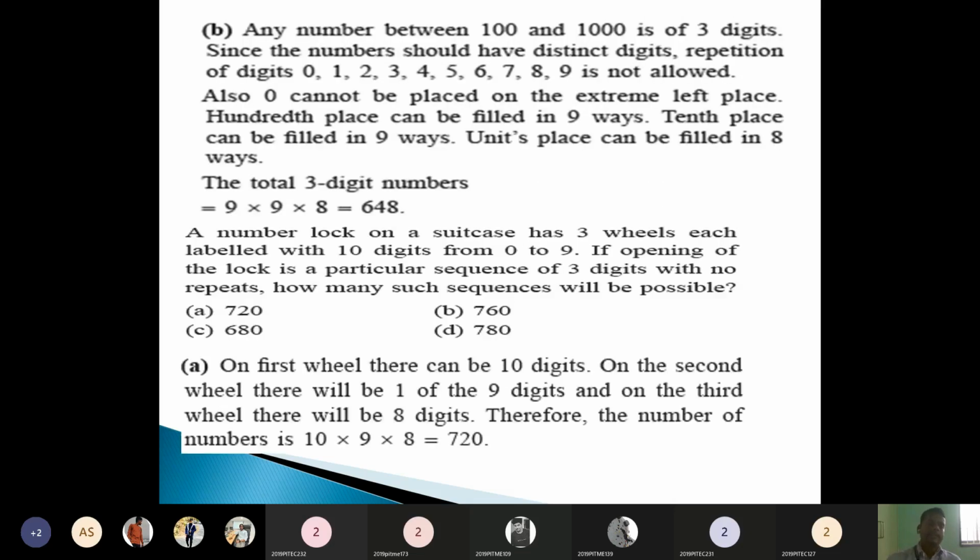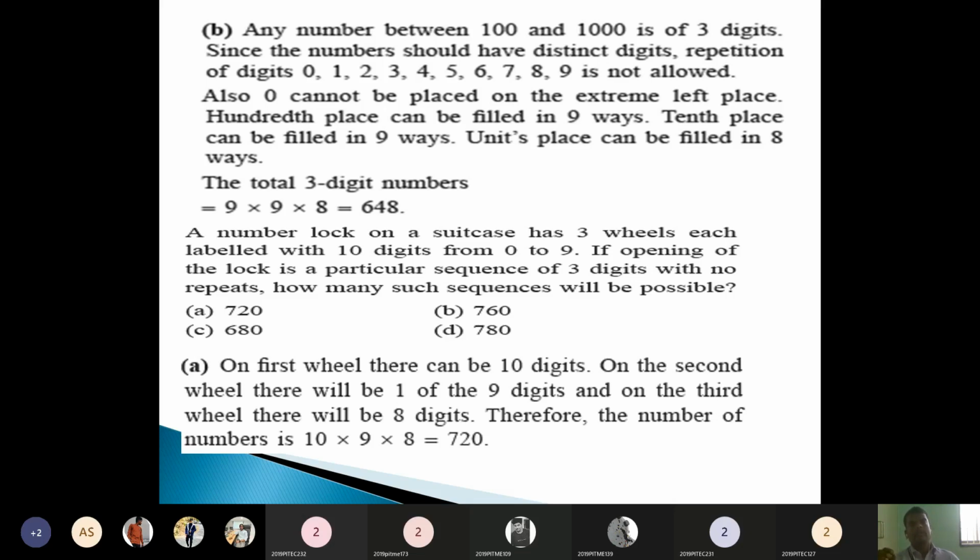So for that, the explanation is given. Any number between 100 to 1000, three digits. Since the numbers should have distinct digits, a repetition of the digits 0, 1, 2, 3, 4, 5, 6, 7, 8, 9 is not allowed. Repeated digits are not allowed. Also, 0 cannot be placed in the extreme left place. If 0 is in the leftmost place, it cannot be a three-digit number. If you fix it as 0, 2, 3, then 023 is not between 100 and 1000, so such a number is not allowed.